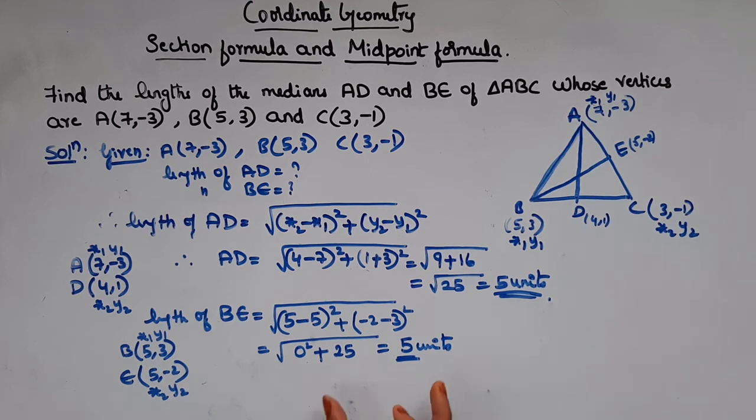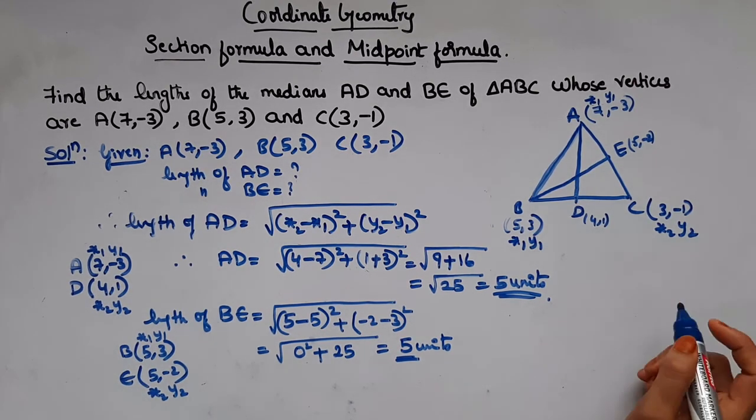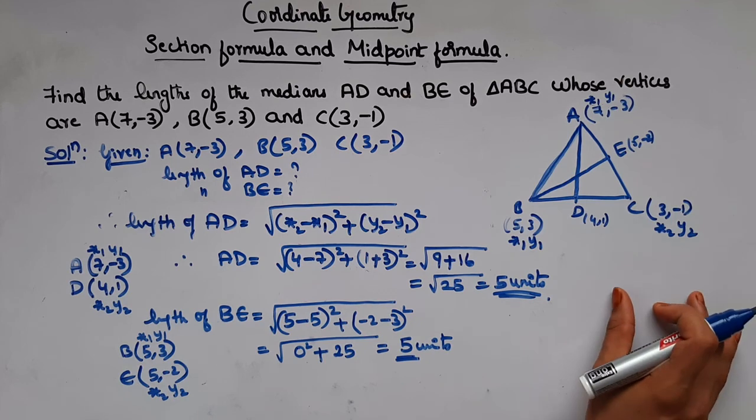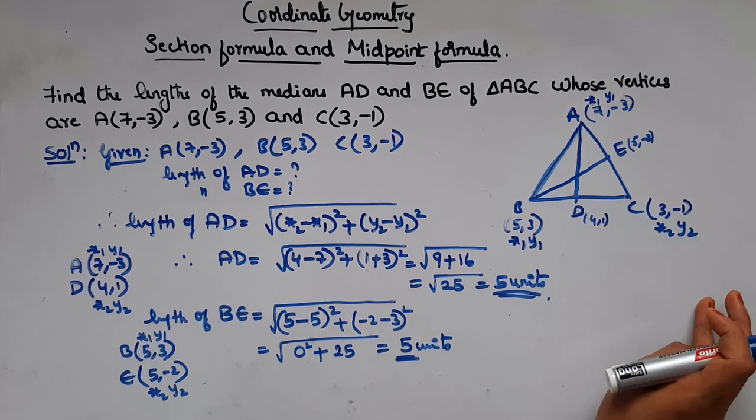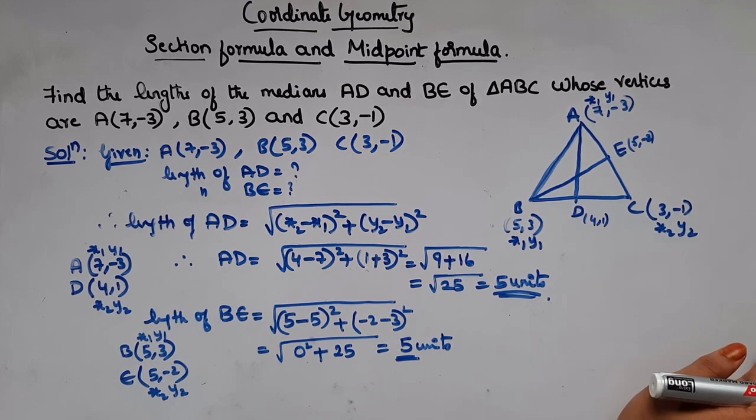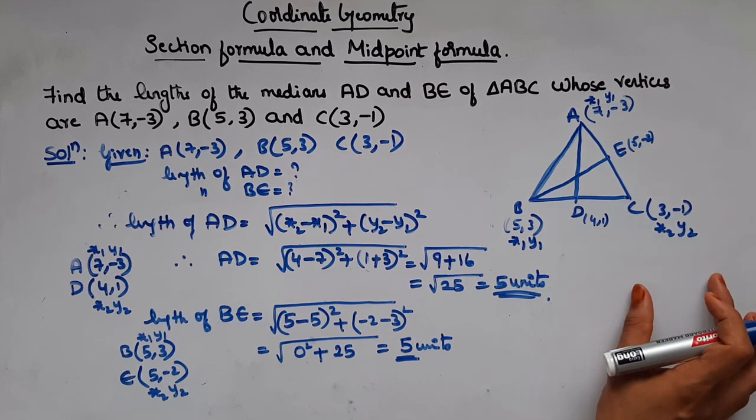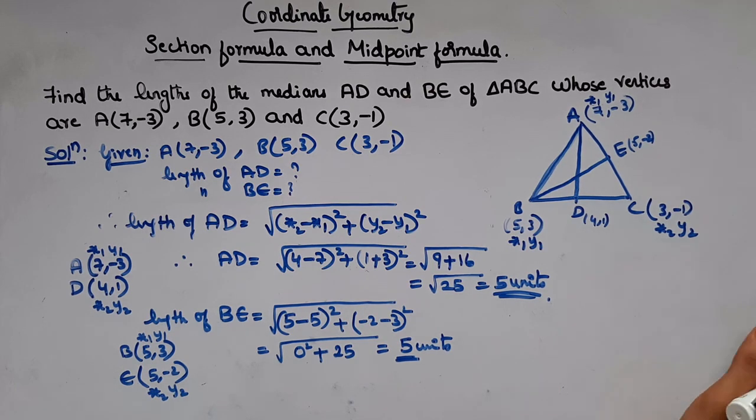Therefore the length of AD is 5 units and the length of BE is 5 units. Similarly, you can solve various problems by using this concept. That is, first finding the midpoints by using the midpoint formula and finding the coordinates by using the section formula, or if you want to find the length, you have to use the distance formula.